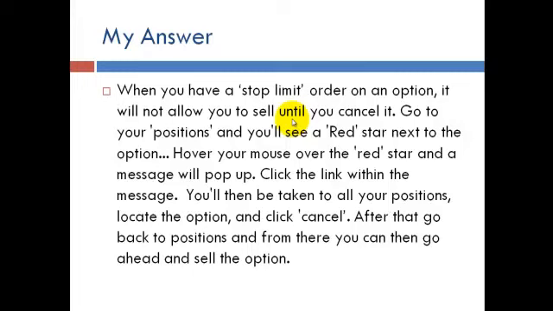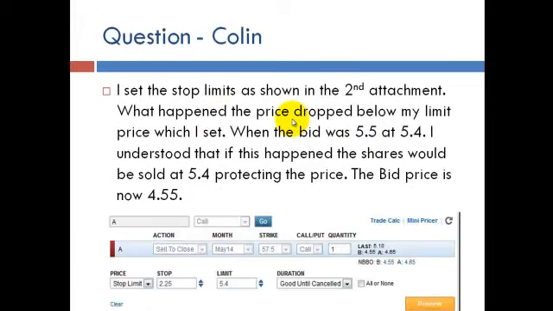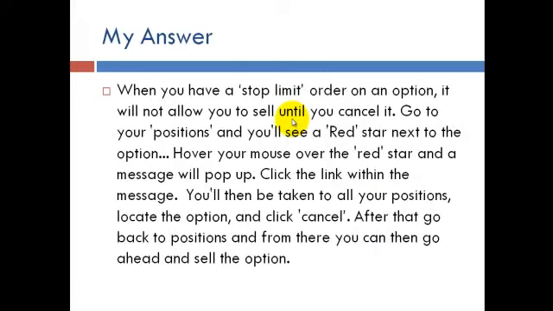Okay, so how do we cancel it? You go to positions, and from your position you see a red star. It's like a small asterisk next to the option. When you hover your mouse over the red star, a message will pop up. You click the link within the message, and you then will be taken to all your orders. Locate the option and click cancel. After that, go back to positions, and from there you can then go ahead and sell the option. Okay, so let me quickly take you to Options Express and show you how to do that.